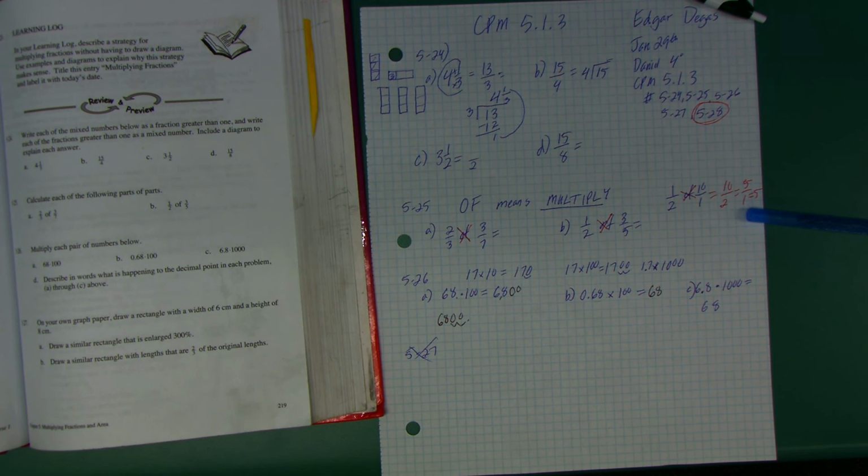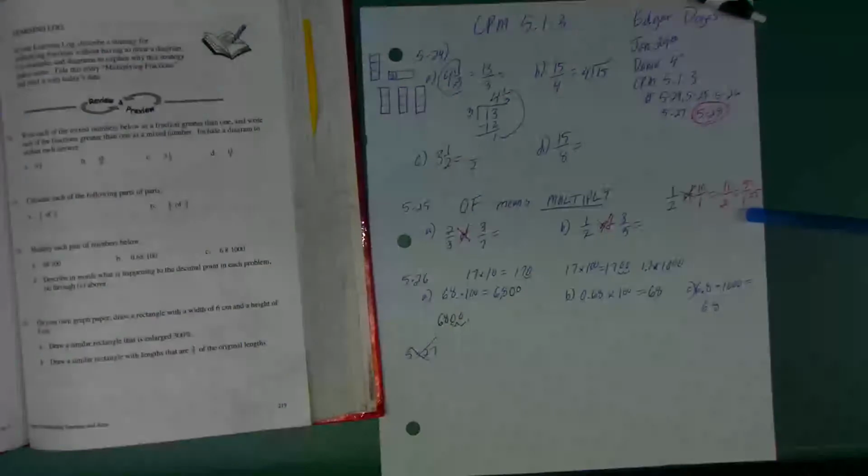So that first one I did for you, right? 4 1/3 is the same as 13 thirds. And we even double checked it and went from 13 thirds and went back to 4 1/3, right?